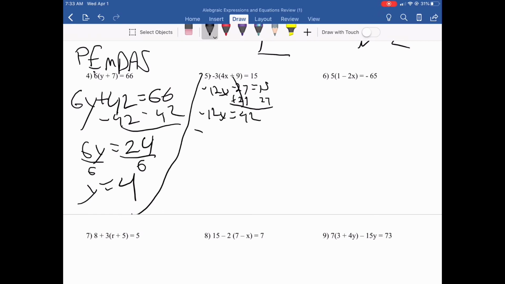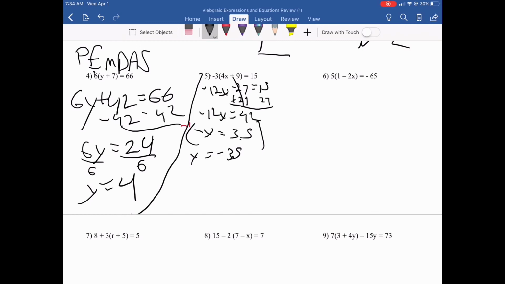So negative x equals 3.5. When we get rid of the negative, we're going to multiply this whole thing by negative 1. Negative 1 times x is x. Negative 1 times 3.5, negative 3.5. So you're like, oh, that's a nasty number. I'm going to check myself to make sure.